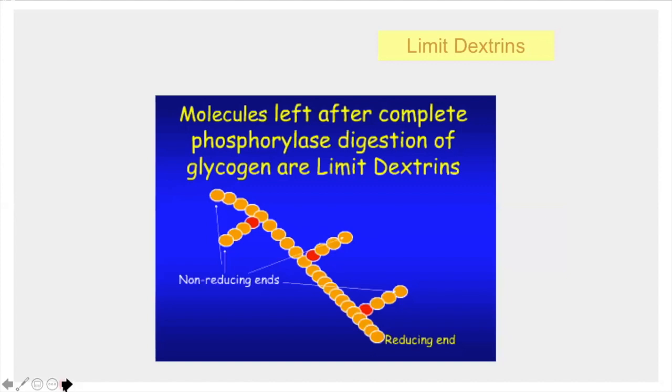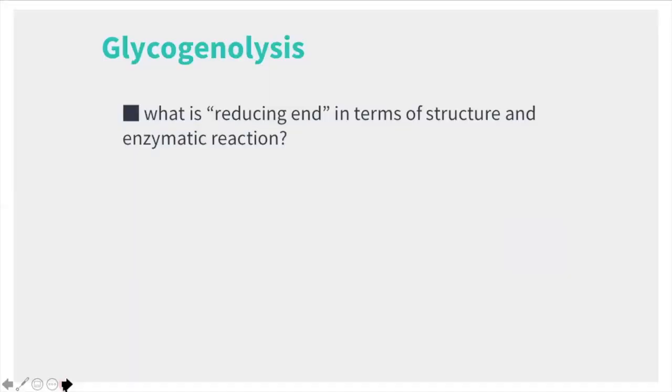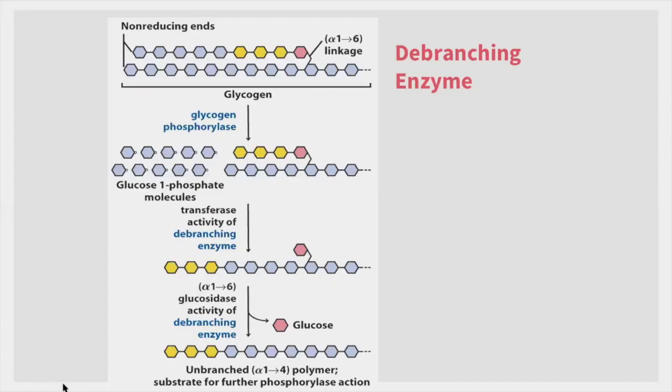Alright, so for limit dextrins, these are the molecules left after complete phosphorylase digestion ng glycogen. So, hindi mo naman siya ubusan kasi when you synthesize another glycogen molecule, then you need a starting point. Okay, but that's beyond the discussion. Okay. Again, you answered this question, what is reducing end in terms of structure and enzymatic reaction?